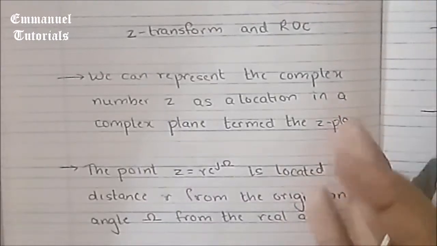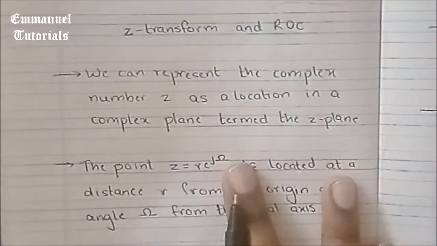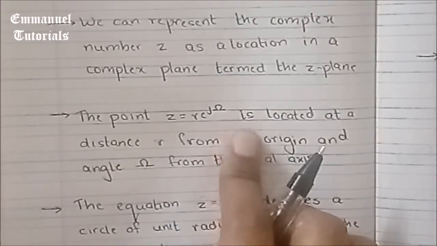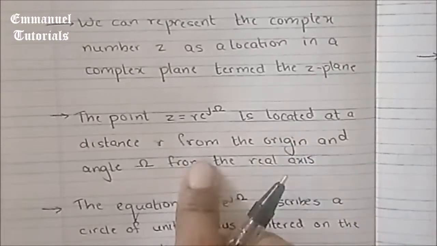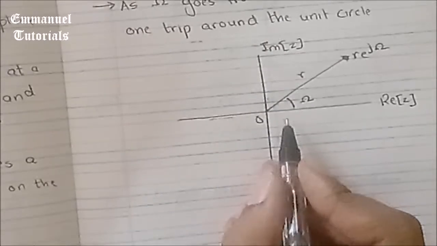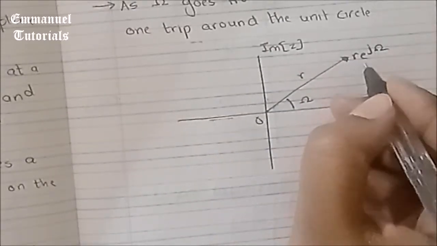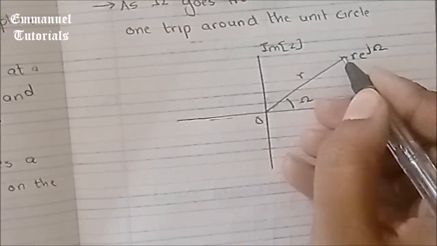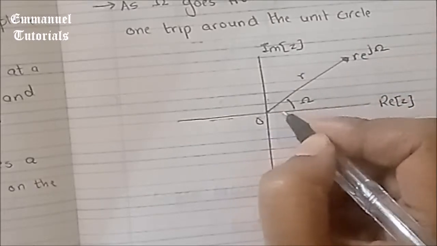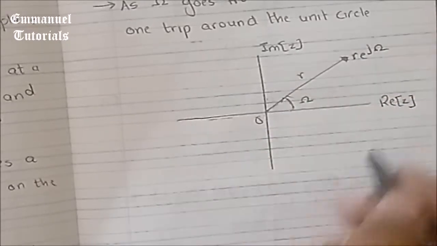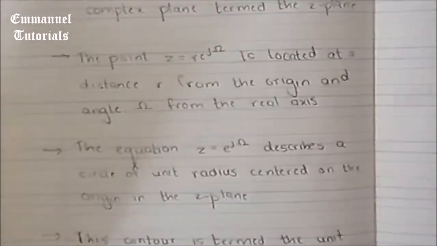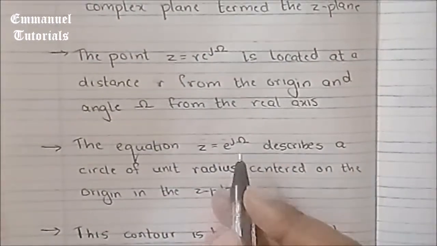So in Laplace we had the S plane, here we have the Z plane. This point Z equal to R e raised to j omega is located at a distance R from the origin and angle omega from the real axis. So here we have a diagram representing that. So this point Z equal to R e raised to j omega can be located at a point with distance R from the origin, that is the 0, 0 point, and at an angle omega from the real axis. This is the real axis, this is the imaginary axis. Real part of Z and imaginary part of Z.